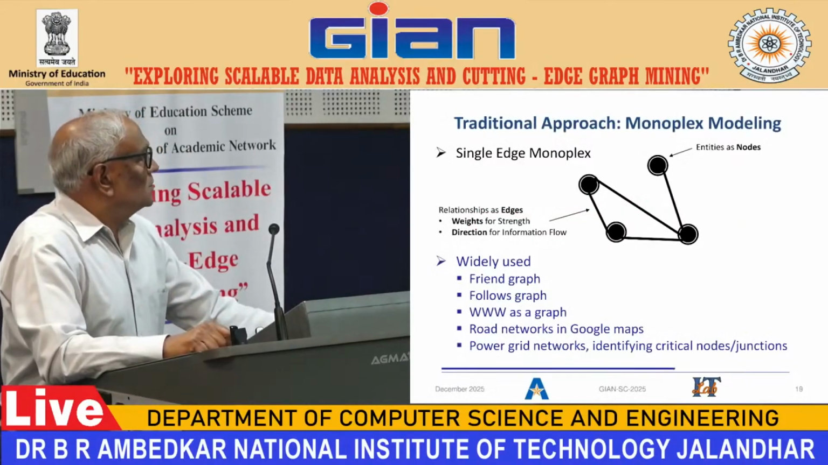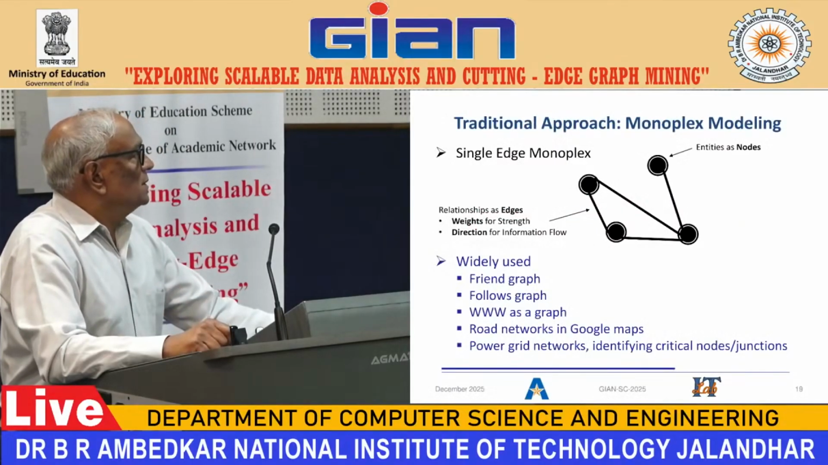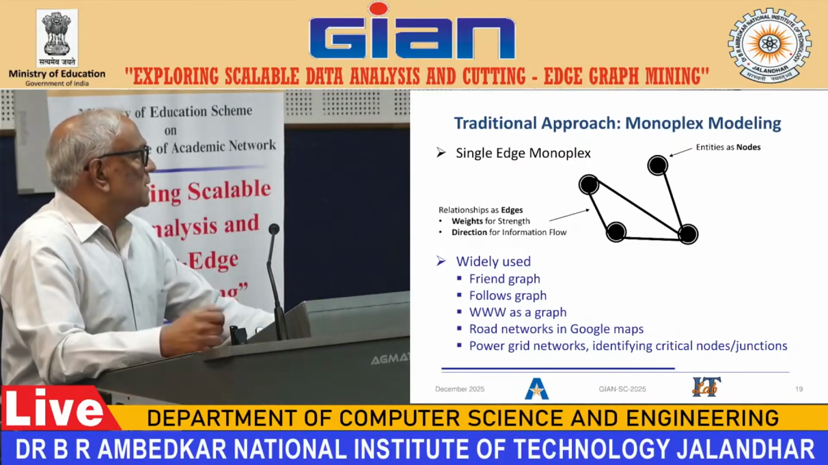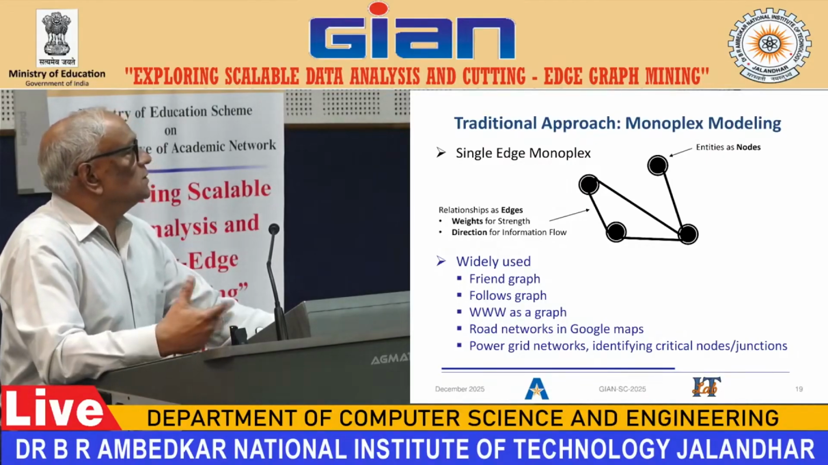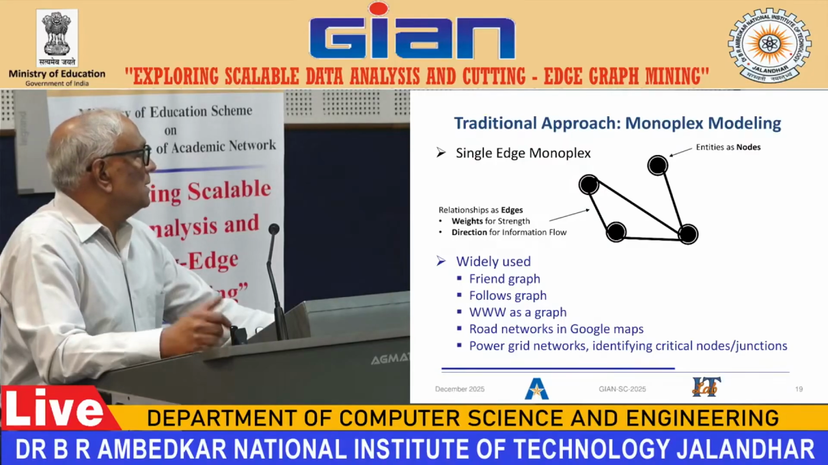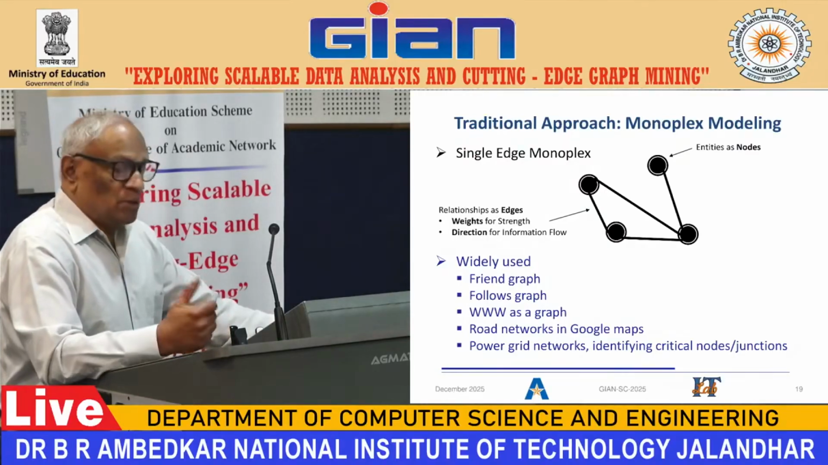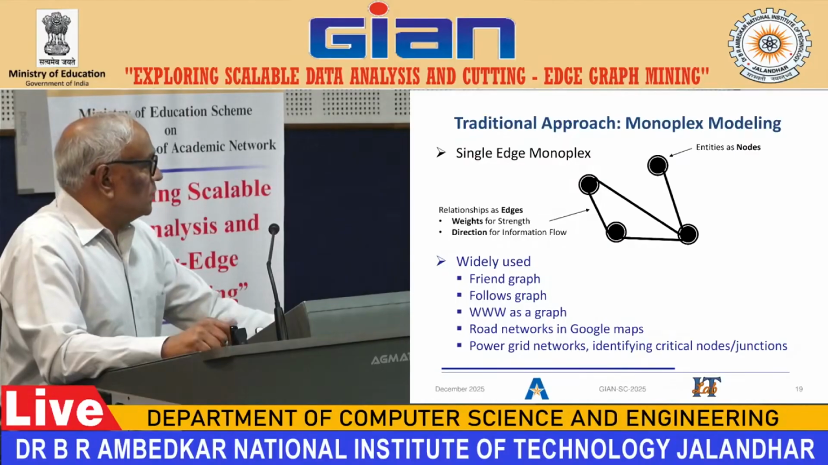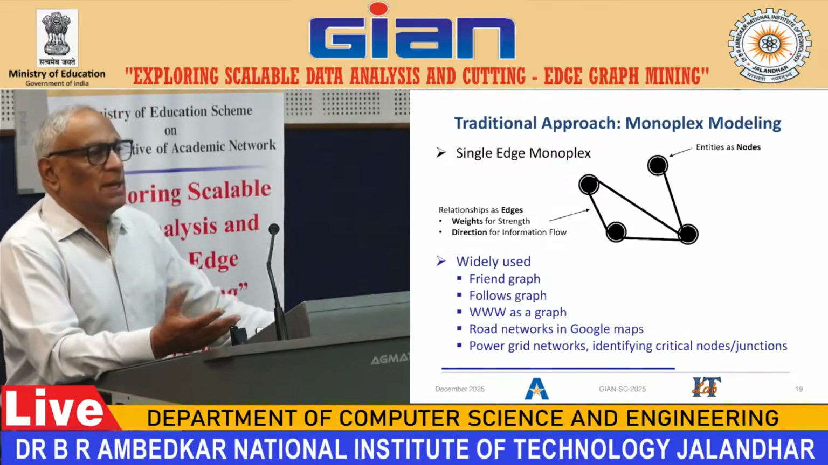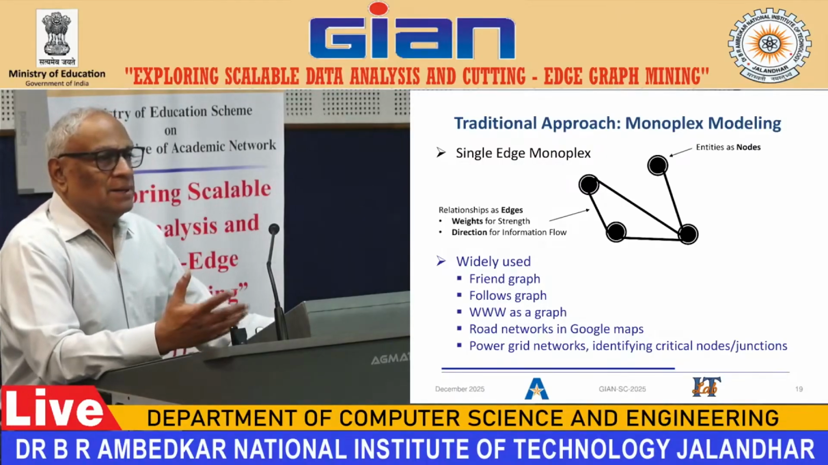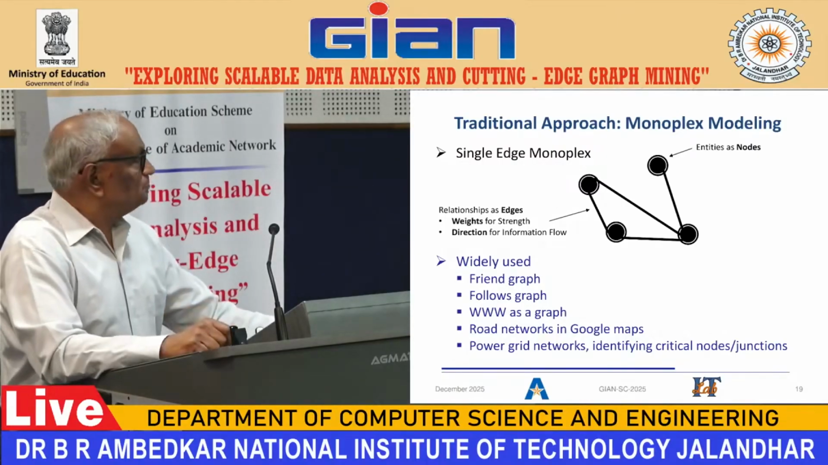So here is a single edge monoplex. These are the entity nodes. These are the relationship edges. Weights can be used for strength. Direction can also be added. This is a very widely used representation. As I said, friend graph, follows graph, World Wide Web graph, road networks in Google Maps, power grid networks, identifying critical node junctions. All of them can be modeled using a simple graph. And we do. And it's very easy to do so.